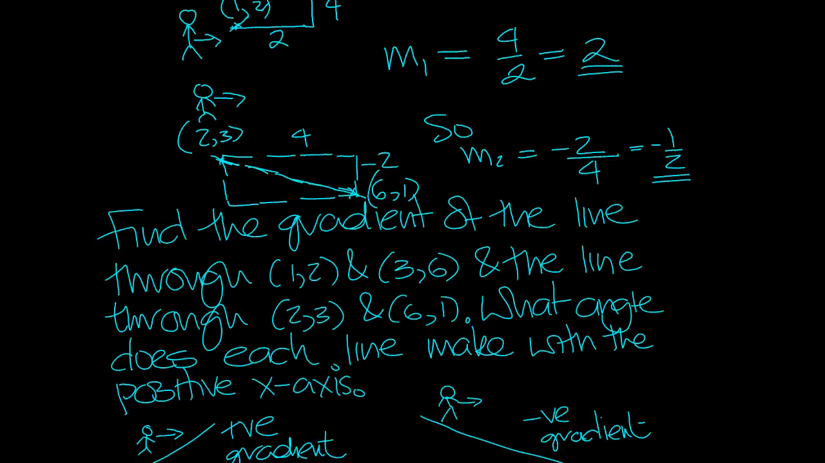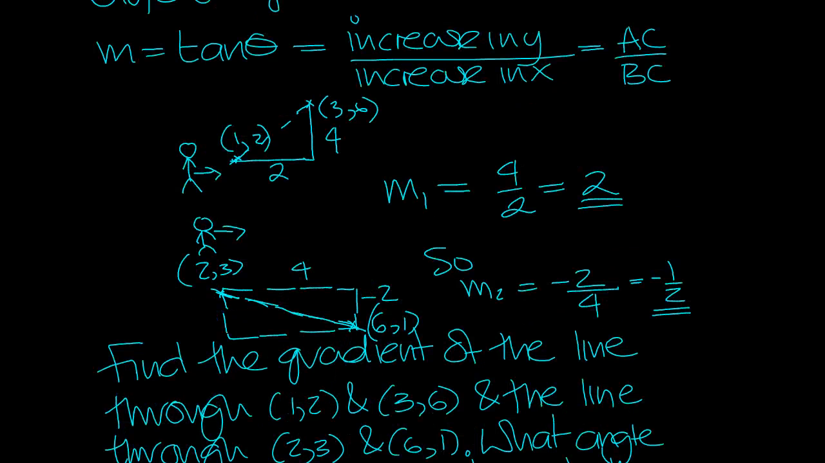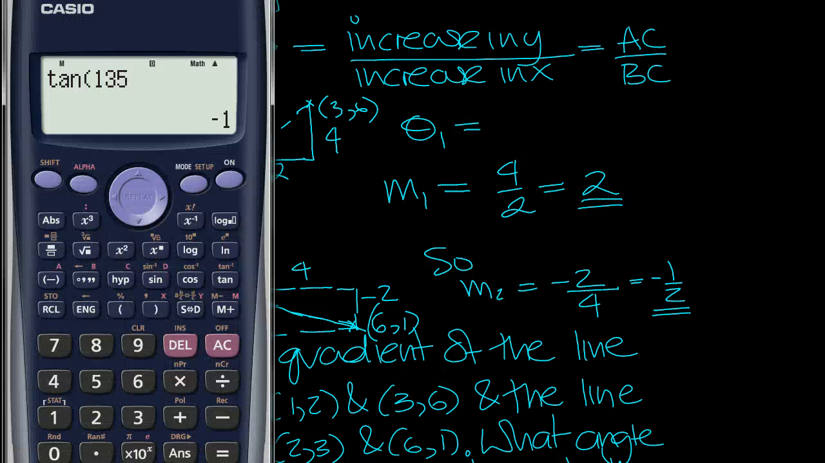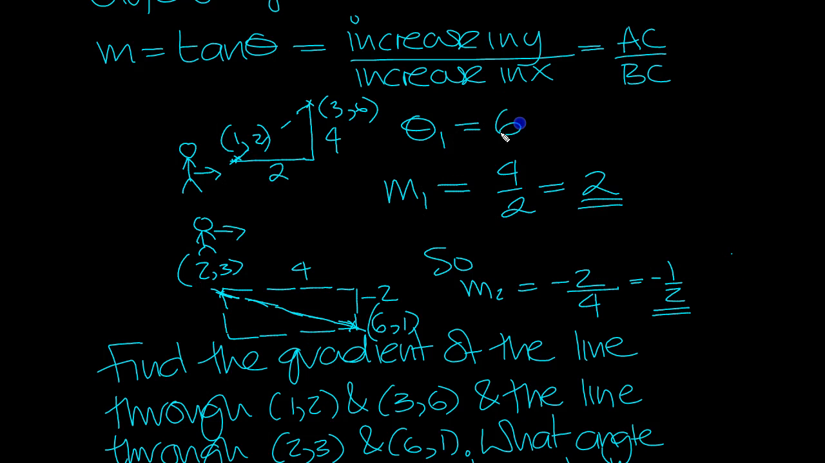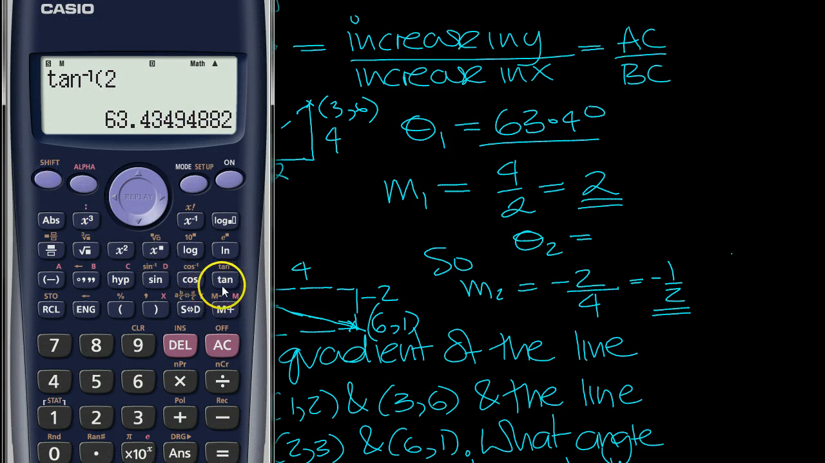What angle does each of these lines make with a positive axis? So we could find out the angle by doing shift tan 2. So shift tan of 2, 63.4 degrees. And theta 2, shift tan of minus a half. So let's see what that is. Shift tan of minus 0.5.